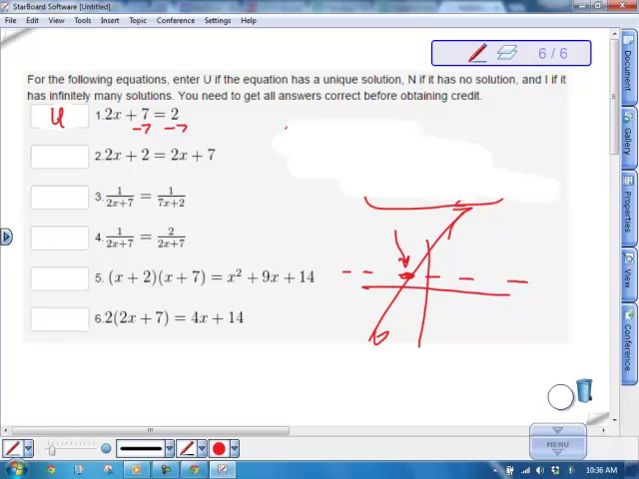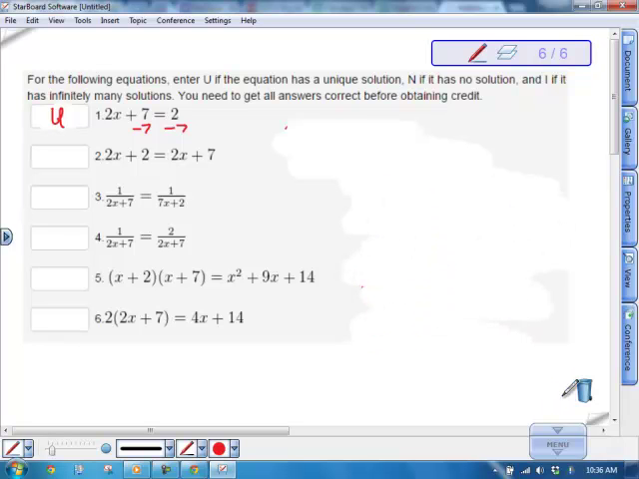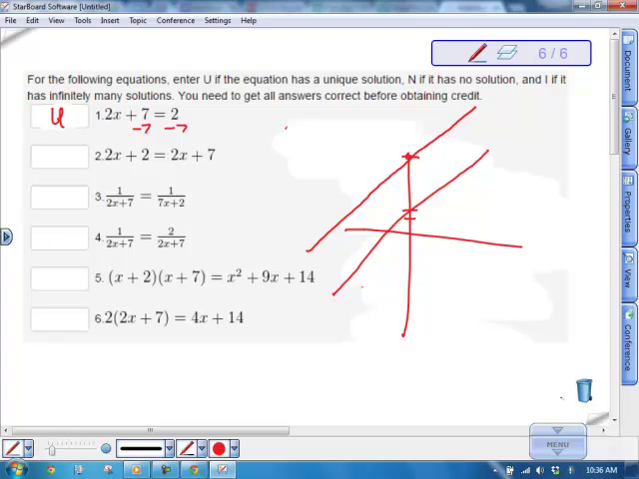Okay, next problem. It wants to know when these two lines are equal. Well, these two lines have the same slope. One of them goes through 2 and goes up 2 over 2, so it goes like that. The other one starts at 7 and goes like that with the same slope. So there's no solution because they're parallel, but they don't share a y-intercept, so there's no solution. That's an n.